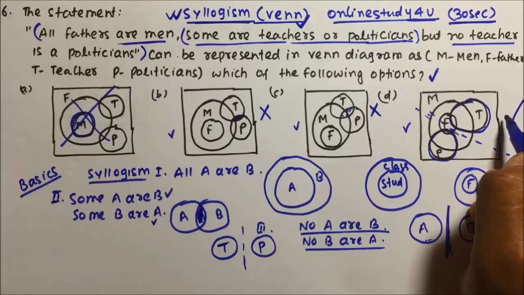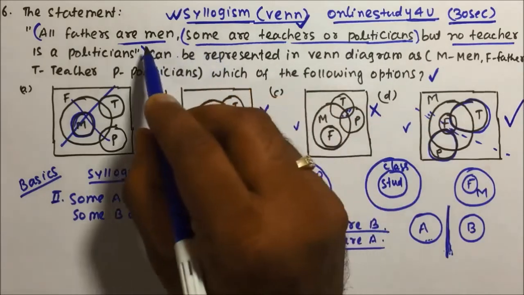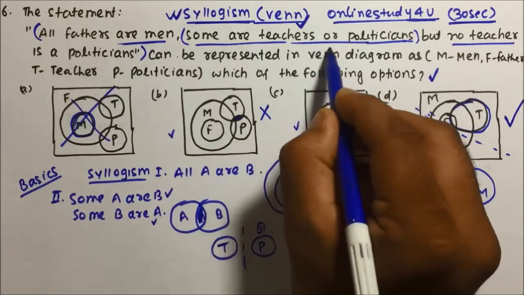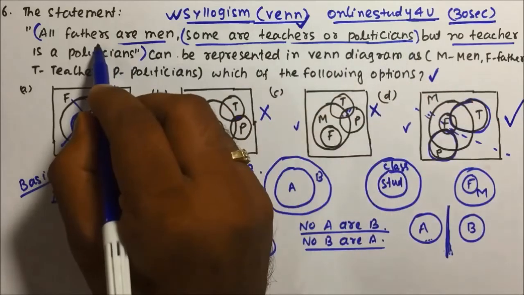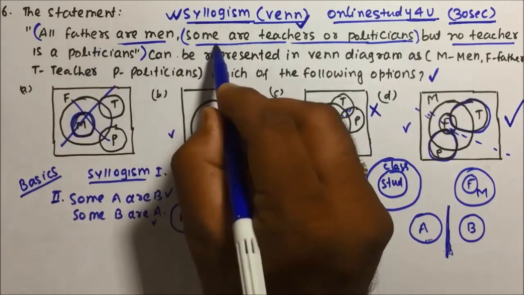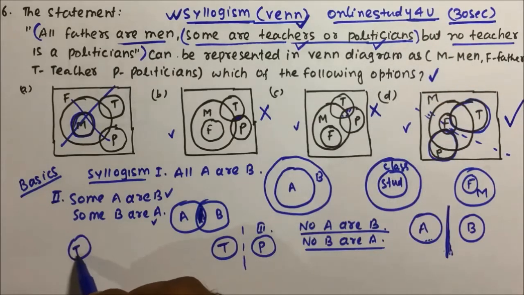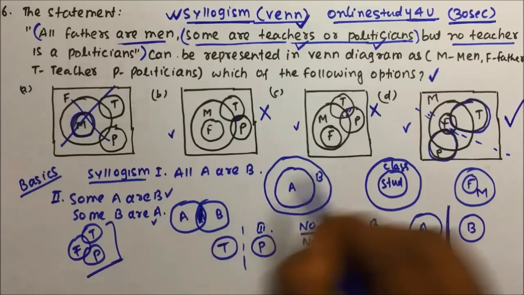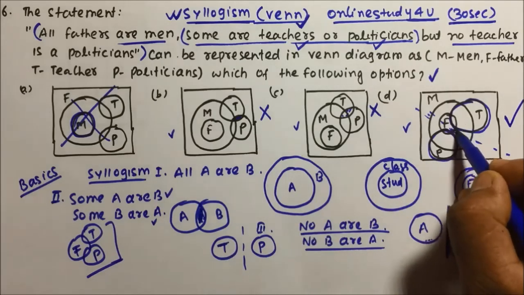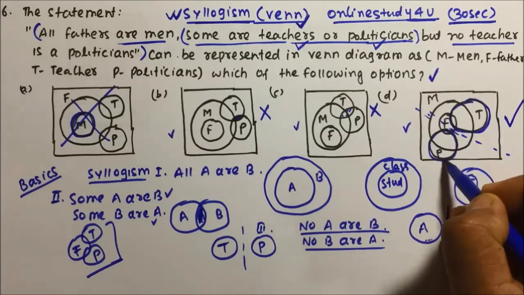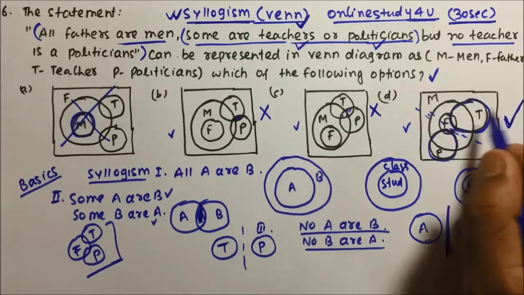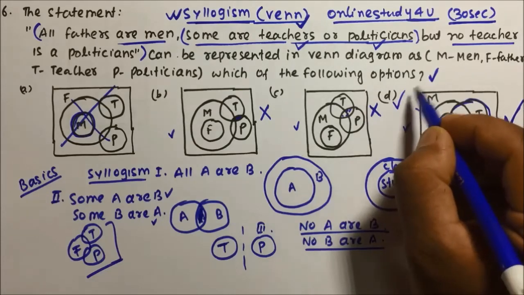But some of the students might be trying to understand. See, all fathers are men and some are teachers or politicians. So all fathers are men, but some fathers are teachers or some fathers are politicians. That means some fathers are teachers and some fathers are politicians. So like this diagram, you can see some part of father is teacher and some part of father is politician. That means option D is the correct diagram.